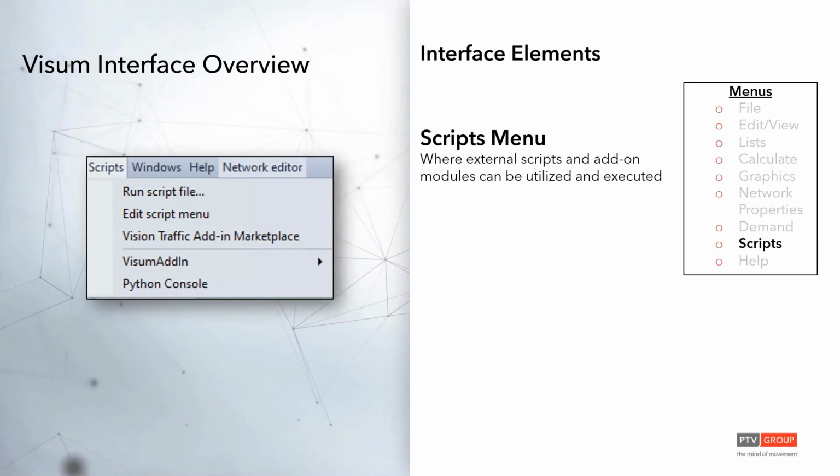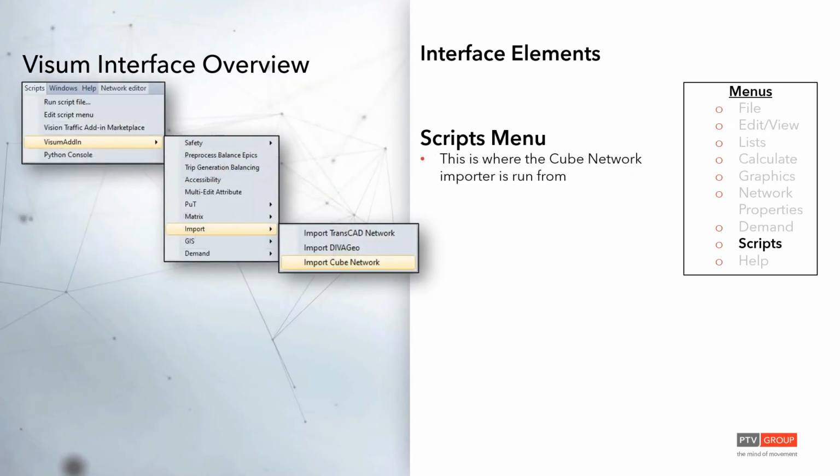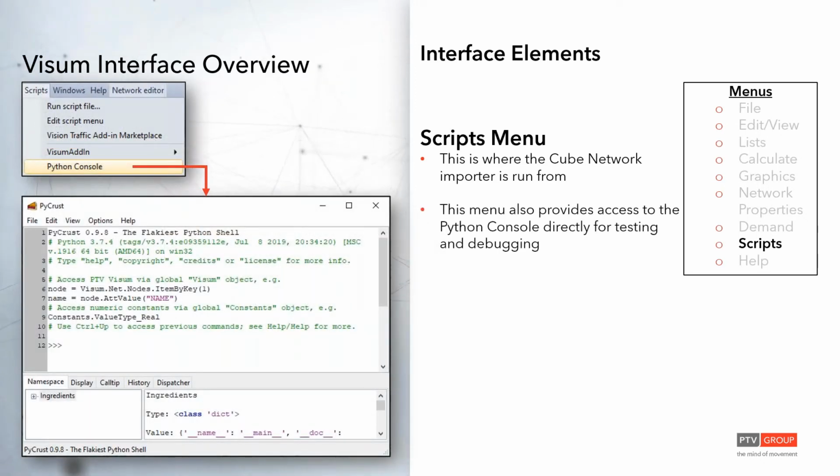Okay, so the next menu item is the scripts menu item. This gives you access to where you can run external scripts and various add-on modules that you can utilize for various purposes. So this gives you access to, if you want to import a network from other software such as Cube, then you can come here and access that. But this also gives you access to the Python console.